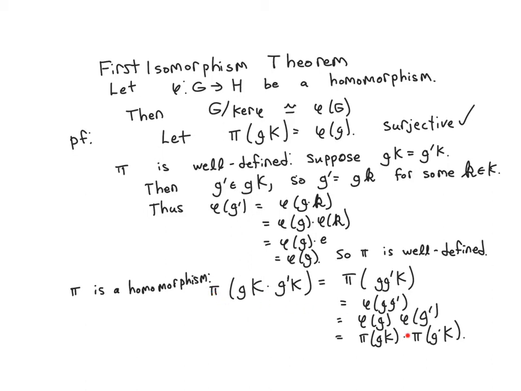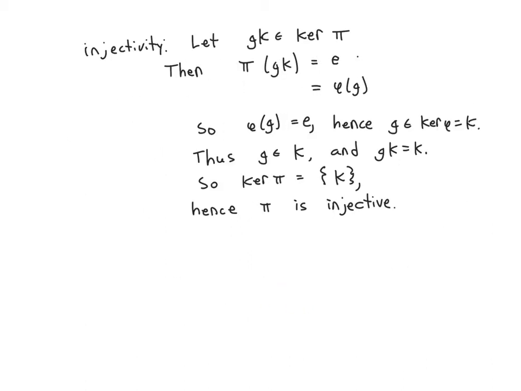So we see that pi is multiplicative. Finally, we have to show injectivity. Let gk be an element in the kernel of this homomorphism. Remember, the domain here is a collection of cosets. So an element in this kernel would have to be a coset. What does that mean? To be in the kernel, it means pi of this coset is the identity element in the codomain.